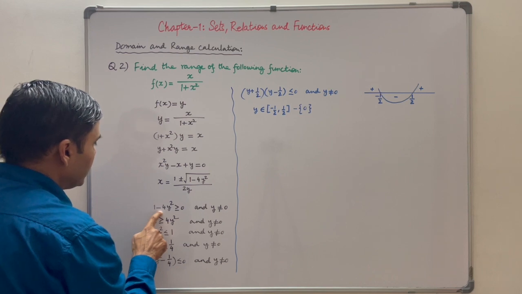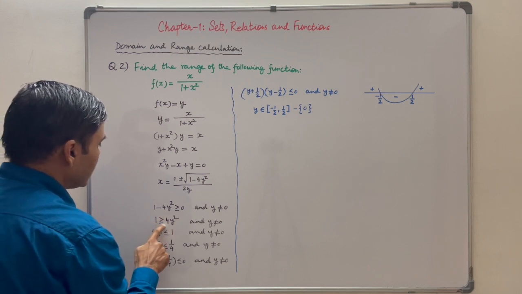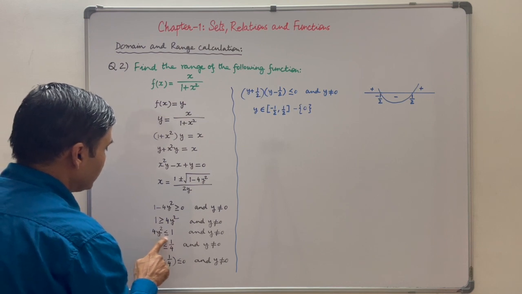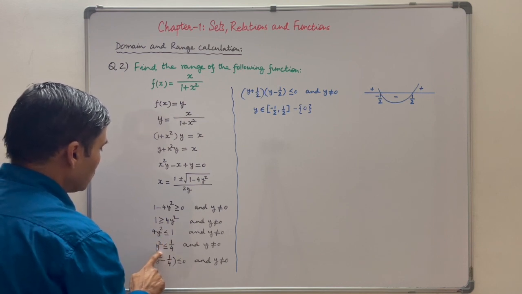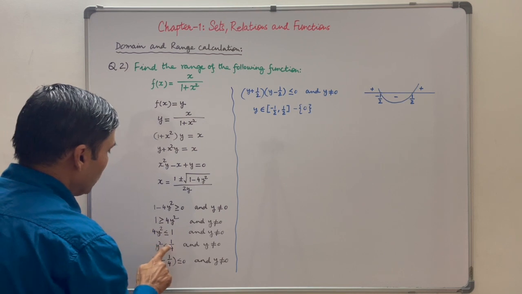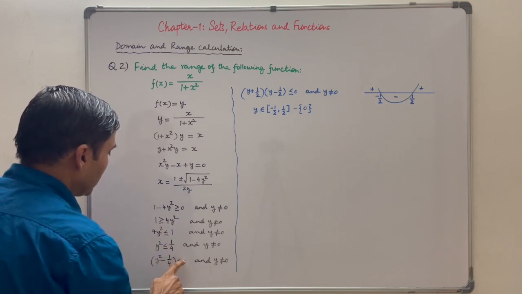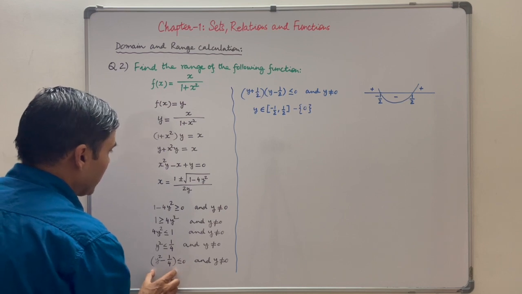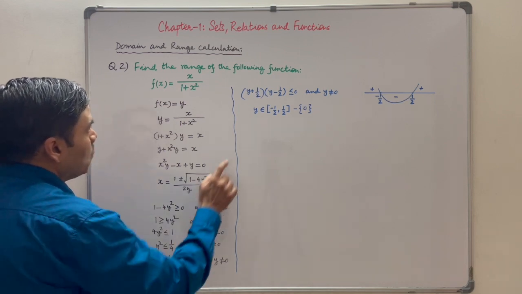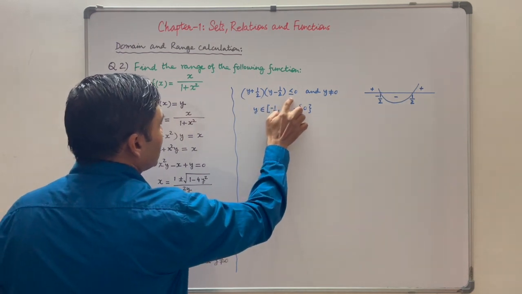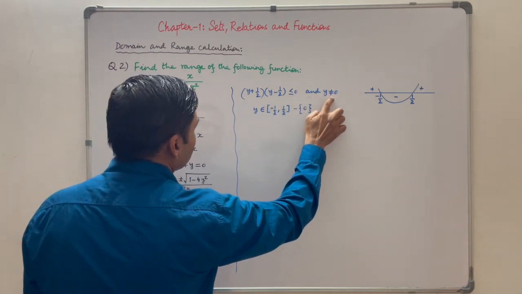So we can simplify this further. 1 is greater than or equal to 4y square, or 4y square is less than or equal to 1, or y square is less than or equal to 1 by 4, or y square minus 1 by 4 is less than or equal to 0. Now this can be factorized into two parts, (y plus 1 by 2) into (y minus 1 by 2).